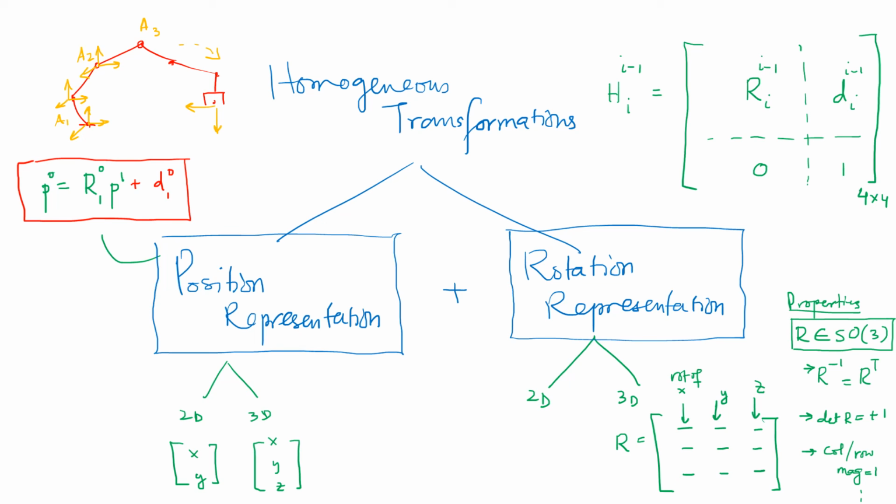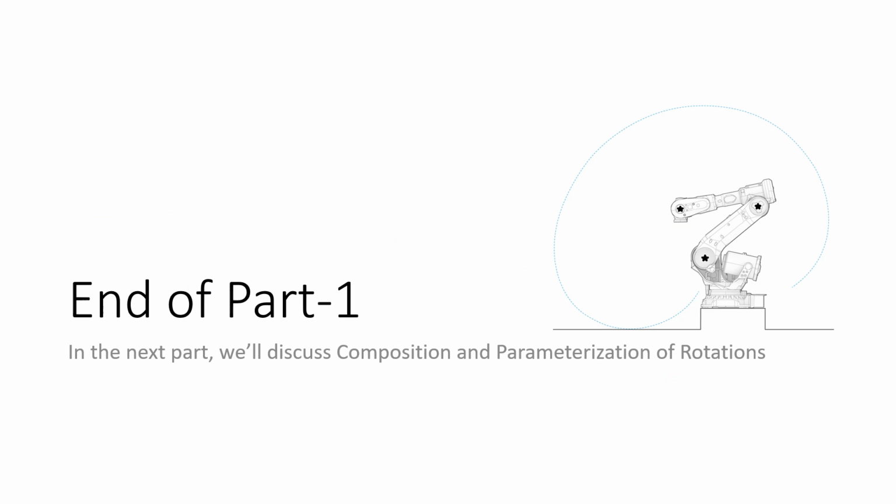So in that particular set of scenarios, we are going to be interested in finding out all those homogeneous transformations, how these can be composed together, and how we're going to try to solve them as well. So this is going to be the discussion in the subsequent part of this series. We will see that later on. So this is the end of part 1. And next time we are going to discuss composition and parameterization of rotations.